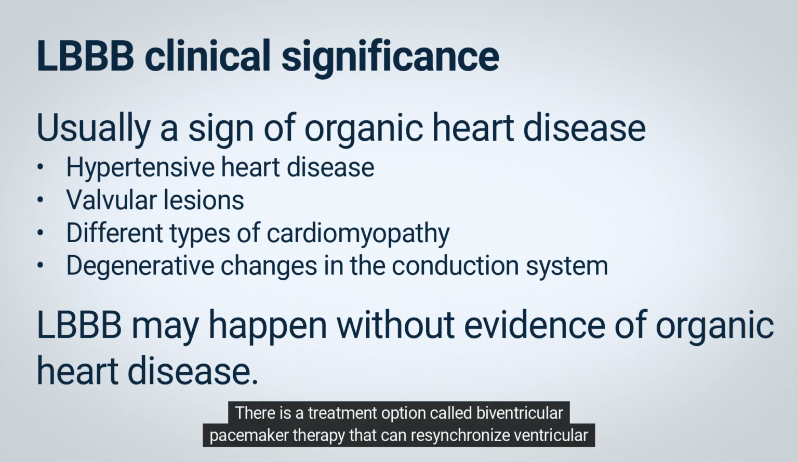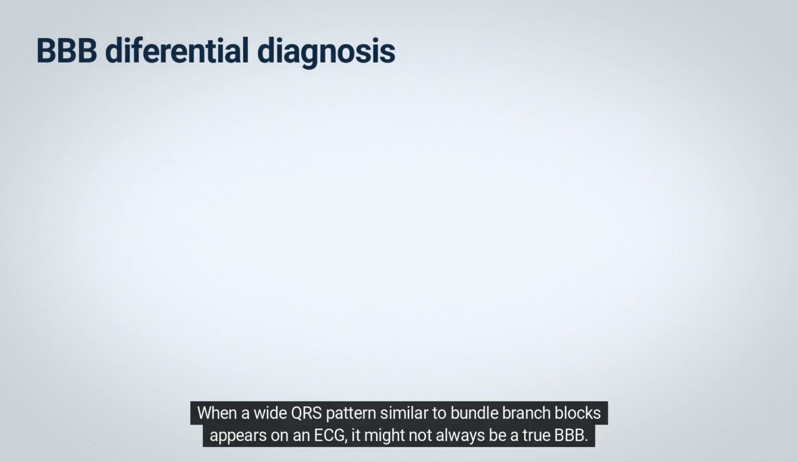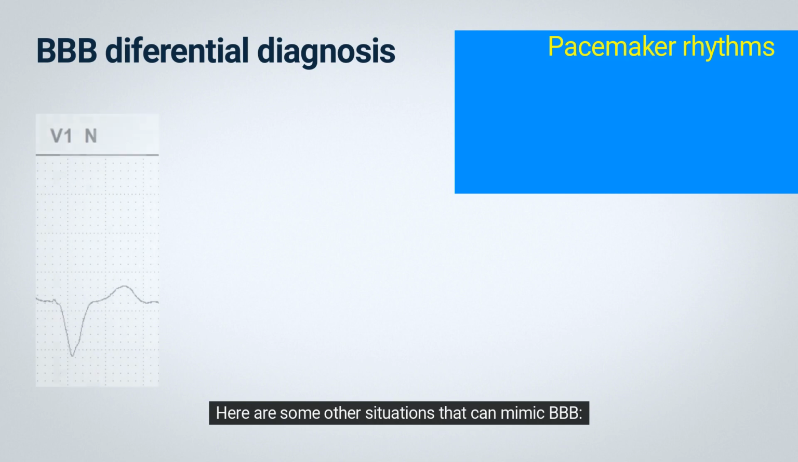There is a treatment option called biventricular pacemaker therapy that can resynchronize ventricular contraction in patients with LBBB and heart failure, which will be covered in upcoming classes. When a wide QRS pattern similar to bundle branch blocks appears on an ECG, it might not always be a true BBB. Here are some other situations that can mimic BBB.